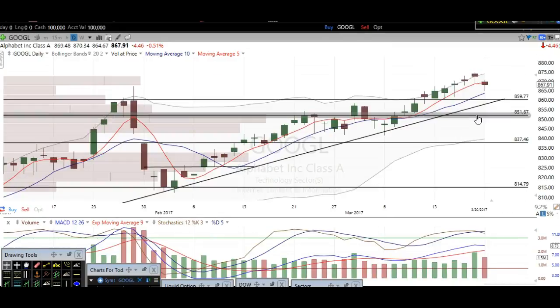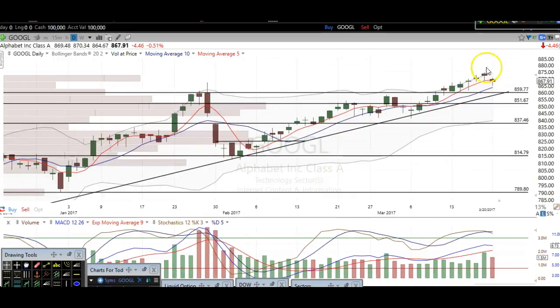The next one we're going to take a look at is Googl. And Googl, you can see, had a little bit of a short-term reversal pattern right here, but I don't really like to stick to these reversal patterns too much.